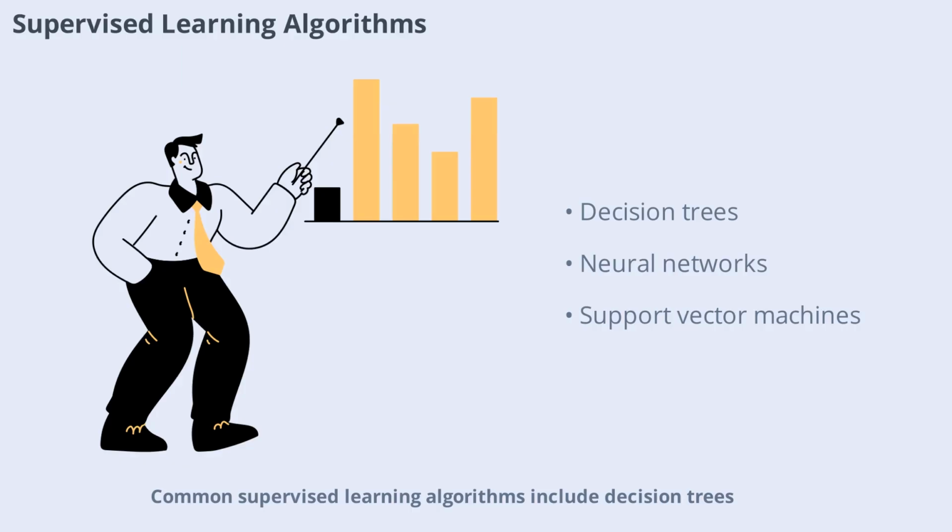Common supervised learning algorithms include decision trees, support vector machines, and neural networks. Each has its strengths and is suited to different types of problems. For example, decision trees are easy to interpret, while neural networks excel at handling complex data like images and speech.